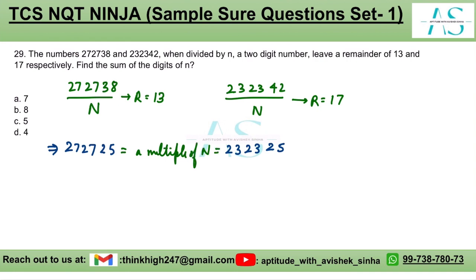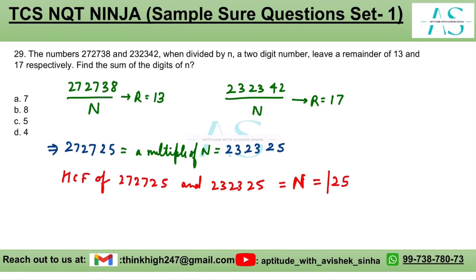Now, in order to find the value of n, we can always take the HCF of these two numbers. That is our shortcut, 272725 and 232325. Whatever is their HCF, that is my required value of n. So HCF of these two values is equal to n, and upon solving and finding the HCF, you can always look at our video of HCF, how to calculate HCF. There are certain shortcuts to calculate. Here the HCF comes out to be 25. So n value is 25.